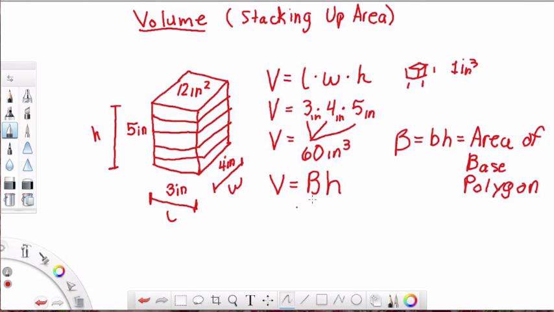And the significance of that is why are we focusing on the area of this base polygon? Well, when we take 12 inches squared and we multiply it by the height, which is 5 inches, 12 times 5 we know is going to be 60, and inches squared times inch is going to become inches cubed. Okay, so our volume, and you're going to see this formula in more advanced mathematics. By the way, volume equal to length times width times height will only work for rectangular prisms.